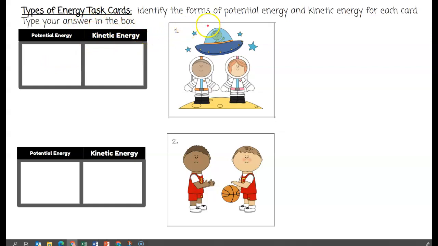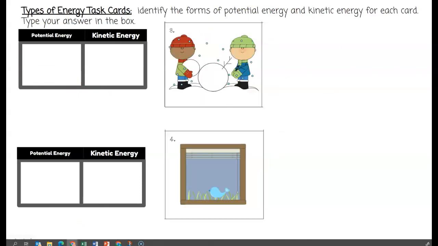When I look at kinetic energy, there are many different types of kinetic energy. First of all, we have light reflecting off of the stars. That's kinetic energy. And we have this spaceship that has some kind of fuel inside of it, and it is floating, so that is kinetic energy. So see what all you can come up with for potential and kinetic for each one of these pictures. You will do these on the PowerPoint, write down your answers, and then go to the next activity.